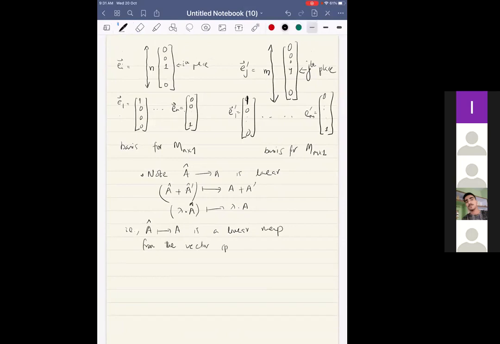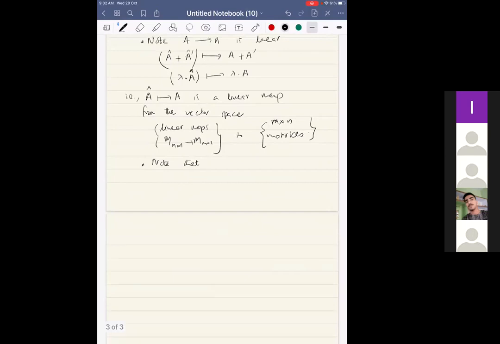From the vector space of linear maps from mn cross 1 to mn cross 1. So this is one vector space, to m cross n matrices. Now, note that this is an injective map.